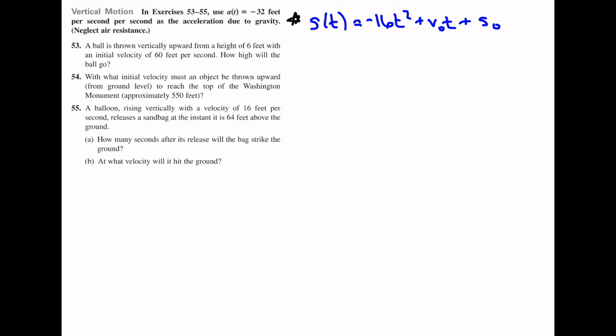So I wanted to look at number 54. 54 says, with what initial velocity must an object be thrown upward from the ground to reach the top of the Washington Monument? You'll want to pause a lot to try things on your calculator if you want to work through this with me. The first thing that you should pause to think about is, what can we fill in here? What can we put in for your initial velocity? What can we put in for your initial position? And when you're done thinking about it, come back and see how you did.